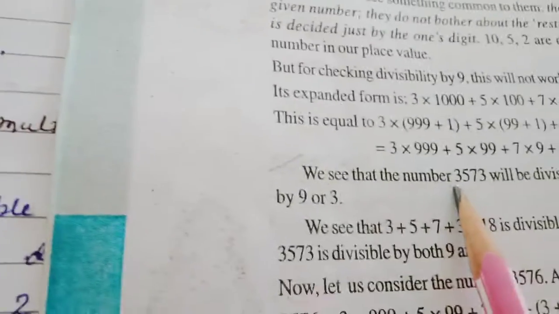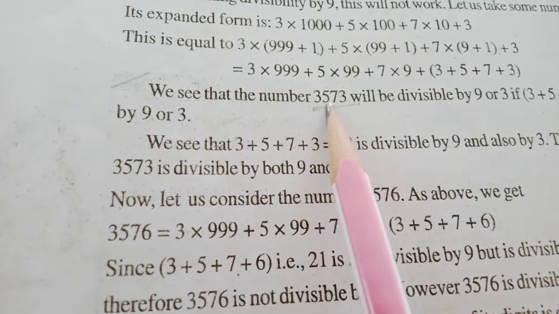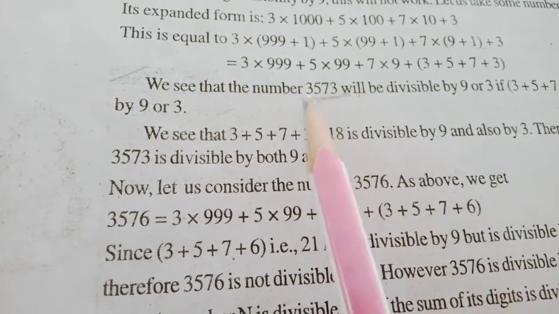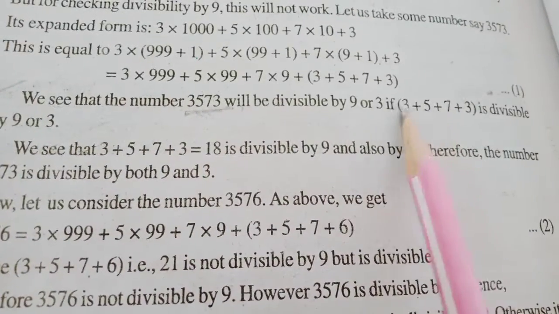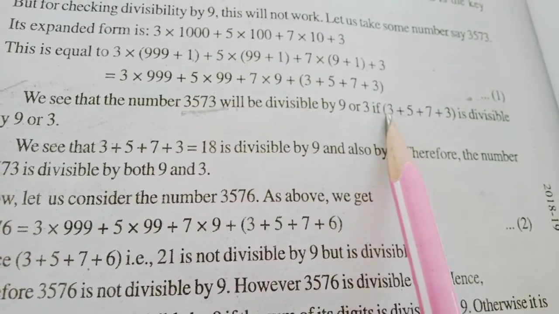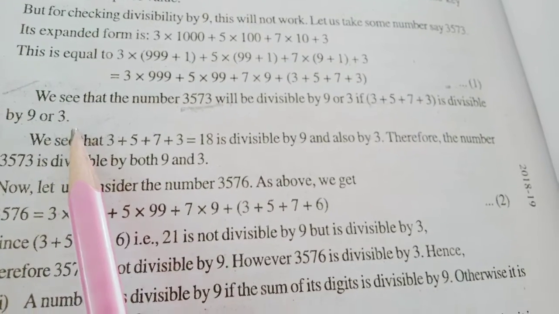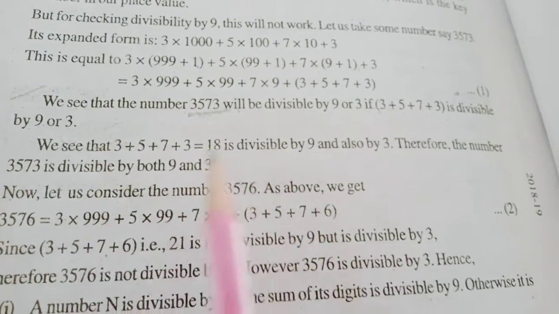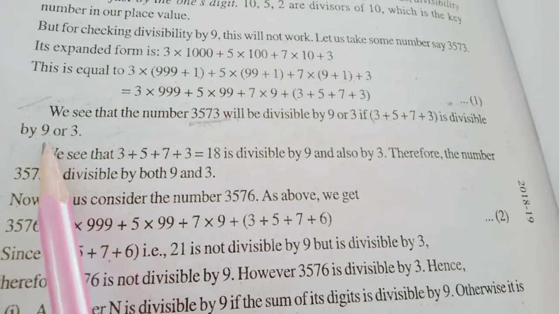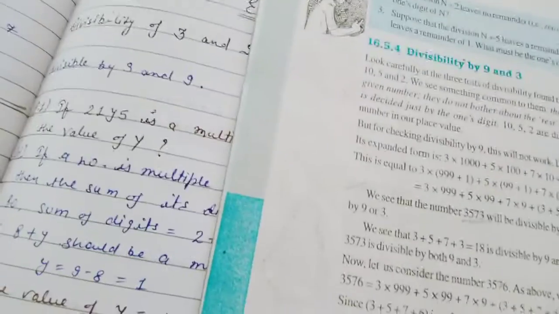Now divisibility of 9 and 3 is, add all the digits. Like we are taking the example of 3573, whether it is divisible by 3 or 9. To find the divisibility, add all these digits: 3 plus 5 plus 7 plus 3, it means 7 plus 3 is 10, 10 plus 5 is 15, 15 plus 3 is 18. 18 is divisible by 3 and 9 both. Why? Because 18 comes in 3's table and in 9's table. So it is divisible by 3 and 9 both.